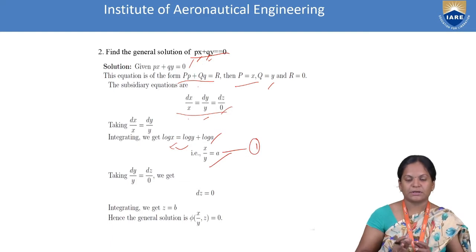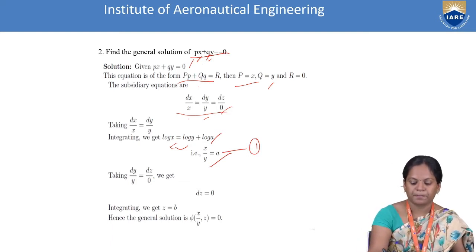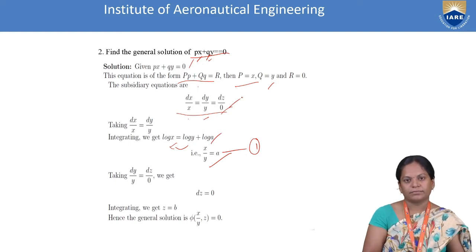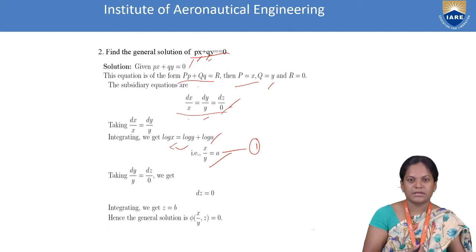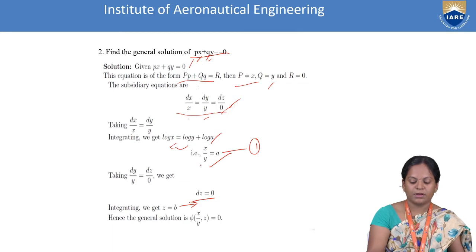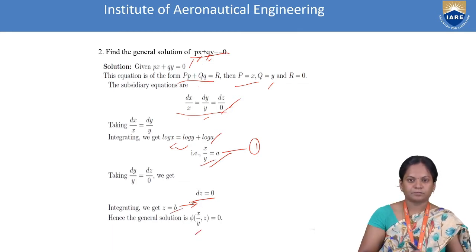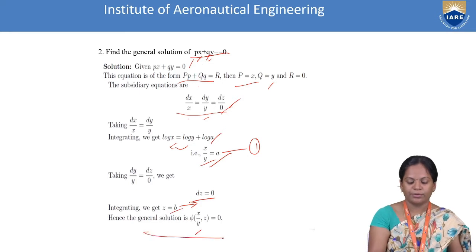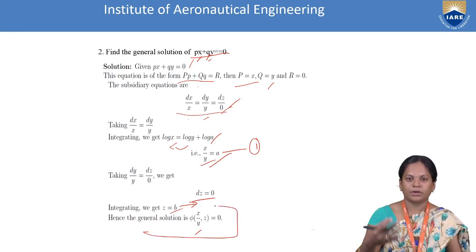We need one more equation. Consider any one of the two equations from these auxiliary equations. So I am considering the same second and third equations. Second equation is dy by y. Third equation is dz by 0. Now if we take cross multiplication, we'll get dz equal to 0. After integration, we get z equal to b. Now the second solution is z equal to b. Now write the general solution, which is of the form phi of u comma v equal to 0. First solution here we have x by y, and the second solution is here z. So the general solution will give phi of u comma v equal to 0 form for the given partial differential equation of first order and first degree.